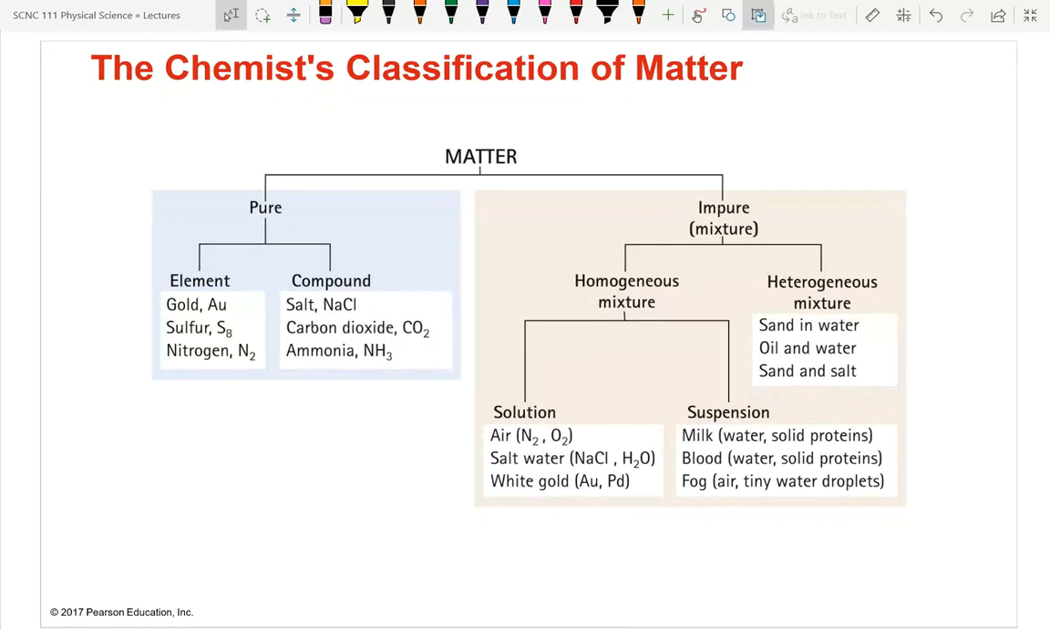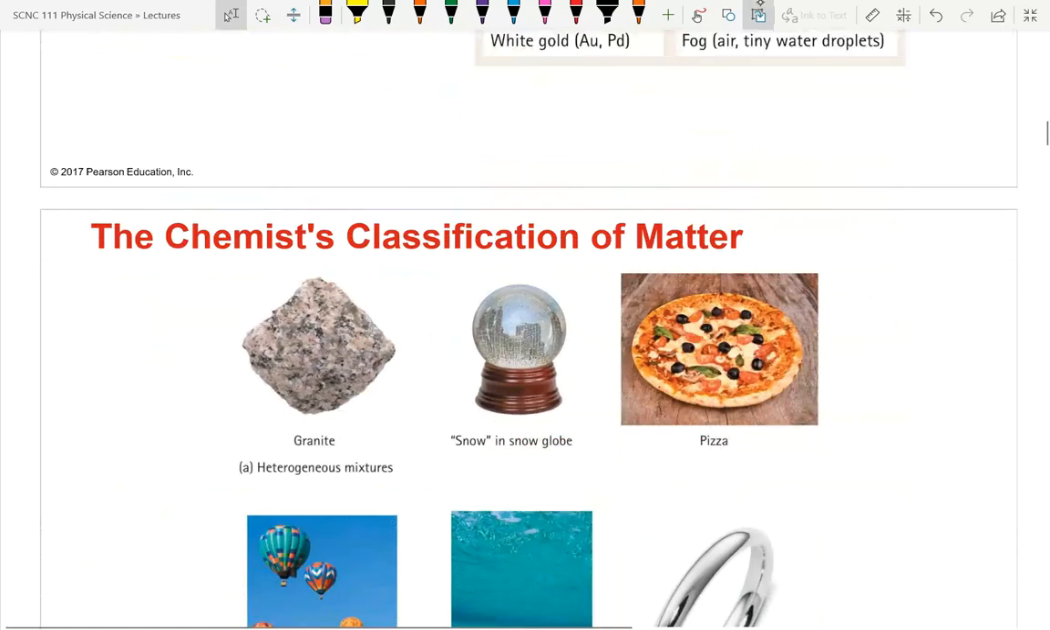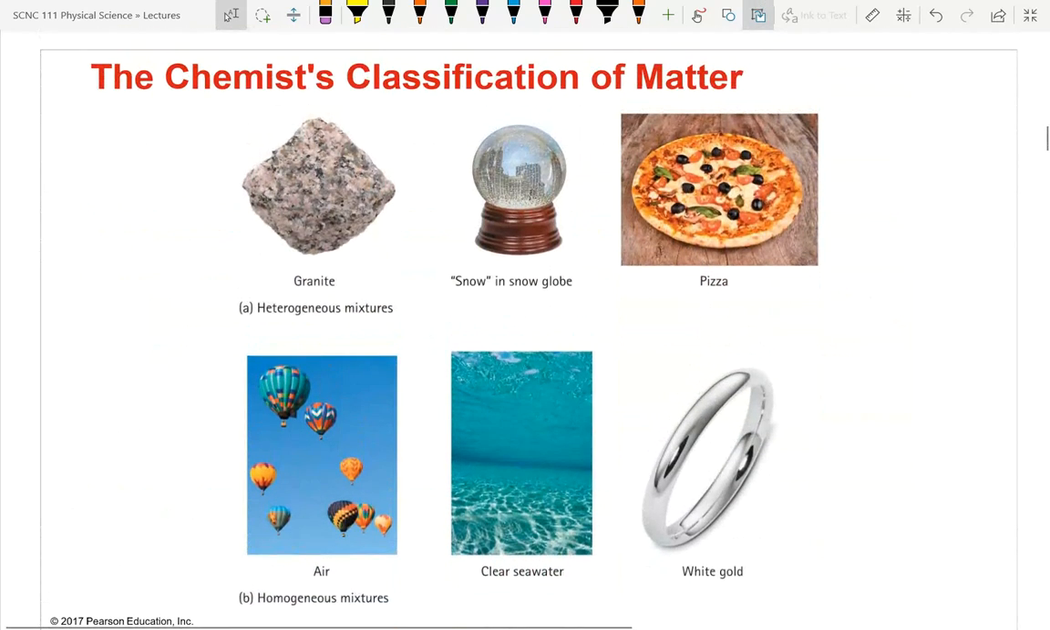So here's the textbook's classification stuff, and there's the pictures. Let's go to the pictures and then go back to that. The one I like from the textbook is pizza. Is pizza heterogeneous or homogeneous?